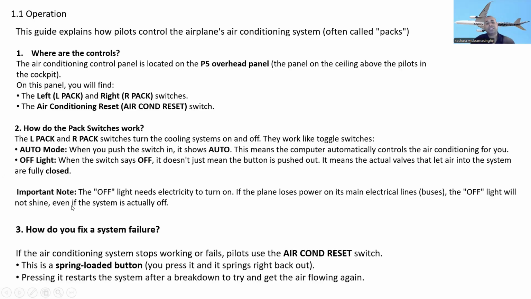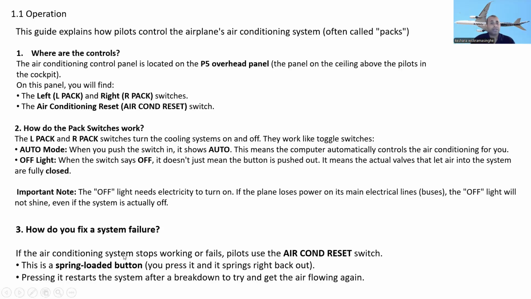An important note is that the off light needs electricity to turn on. If the plane loses power on its main electrical lines, meaning the main electrical AC buses, the off light will not shine, even if the system is actually off. The off light needs electricity. It means that to illuminate the off light, there should be electricity.